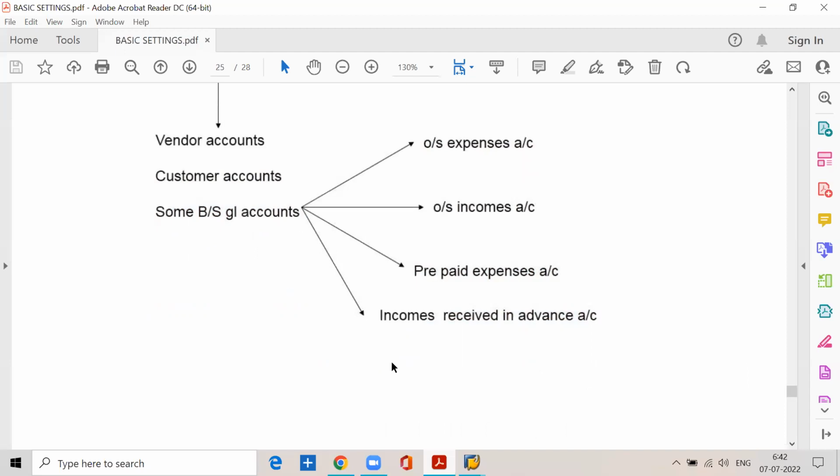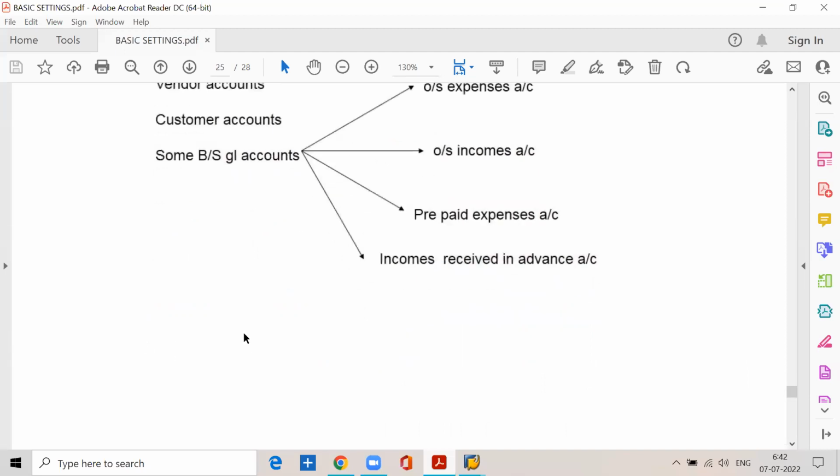Write down. Here some space is there. No, please write down. Put heading.